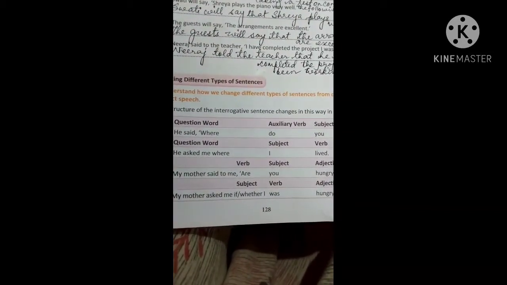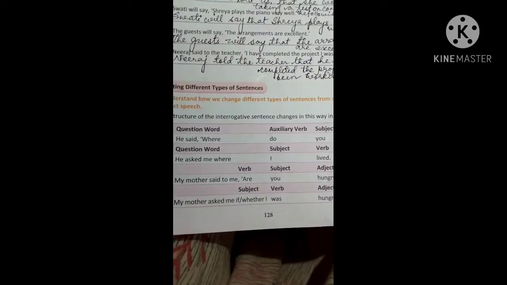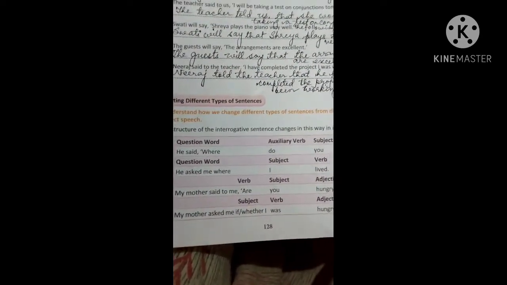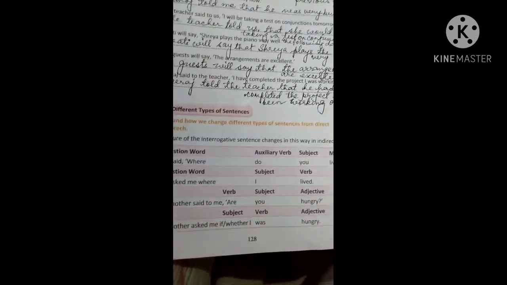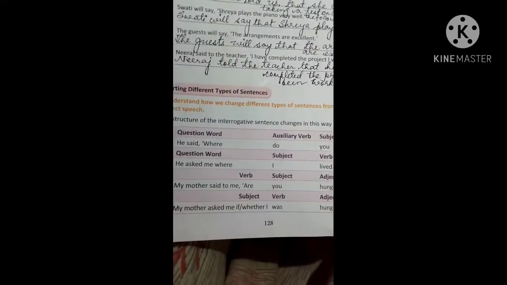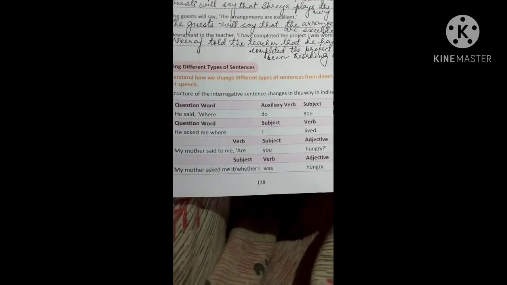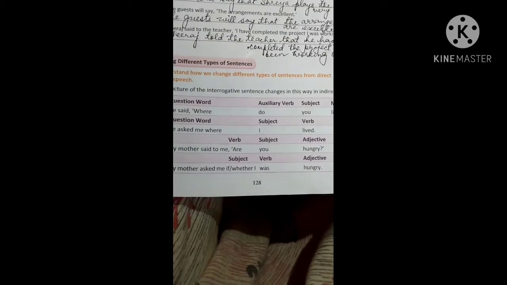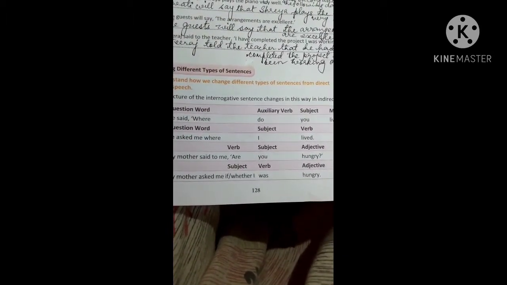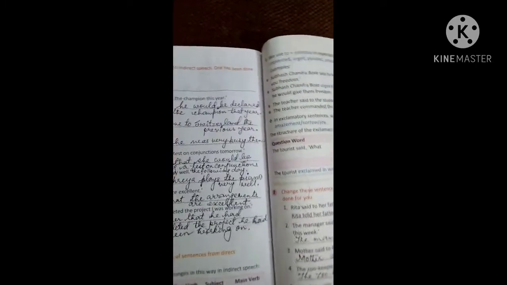But if WH questions are not there, then suppose other than WH, like have you done this, or are you well, can you, can, could, will, would, has, do, did, this way the questions will start. Then the answer will be this way. My mother said to me, "Are you hungry?" My mother asked me if I was hungry. It will become was because the reporting verb is past tense here. Okay, students, this may be a bit difficult for you.